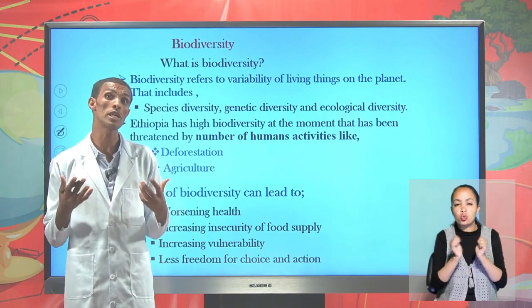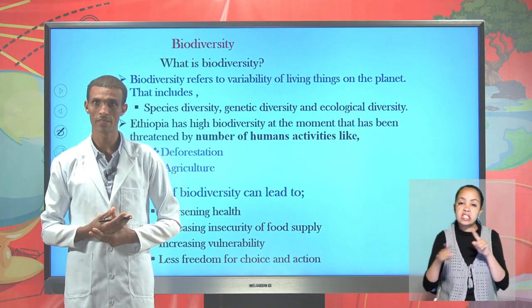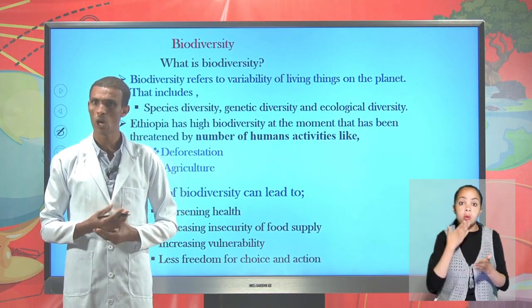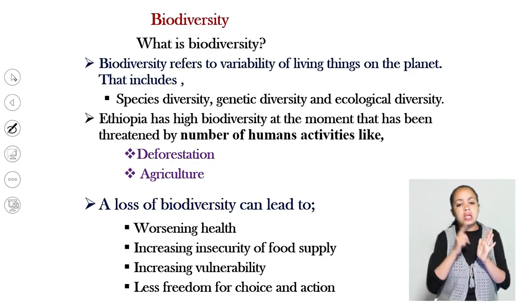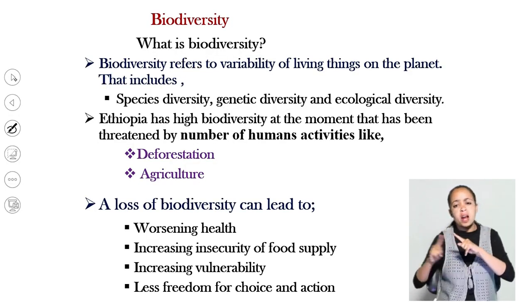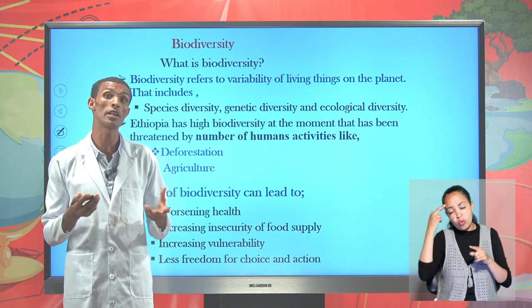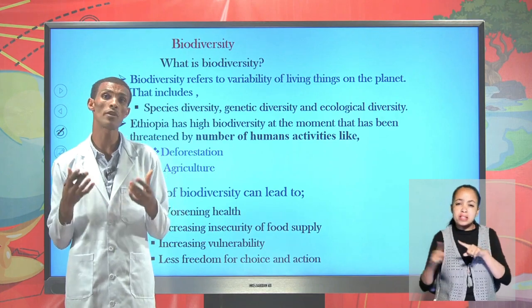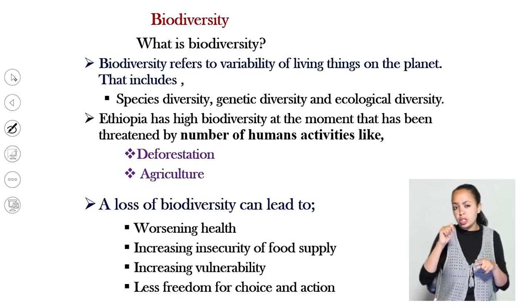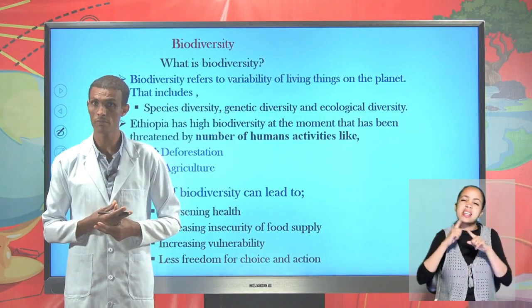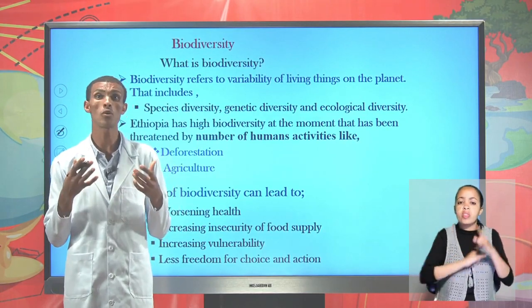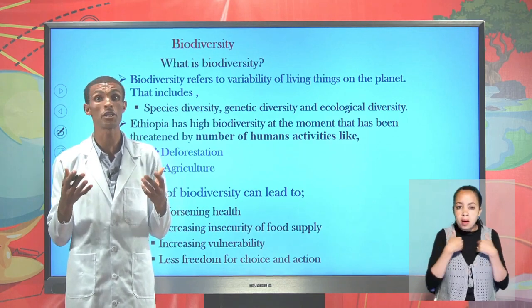Another point that we are going to see together is biodiversity. Students, do you know what biodiversity means? Biodiversity deals with the variability of species, genetic variability, and ecological variability. Because of the presence of different biomes, many climatic zones, and different latitudinal and altitudinal zones, Ethiopia is a highly ecologically diversified country. For example, we can find many endemic species, and many bird, mammal, and amphibian species in Ethiopia.